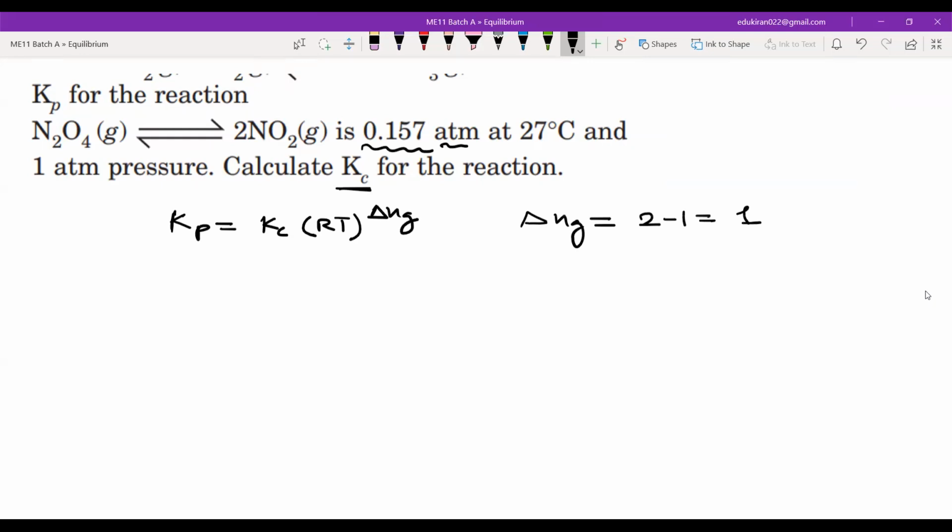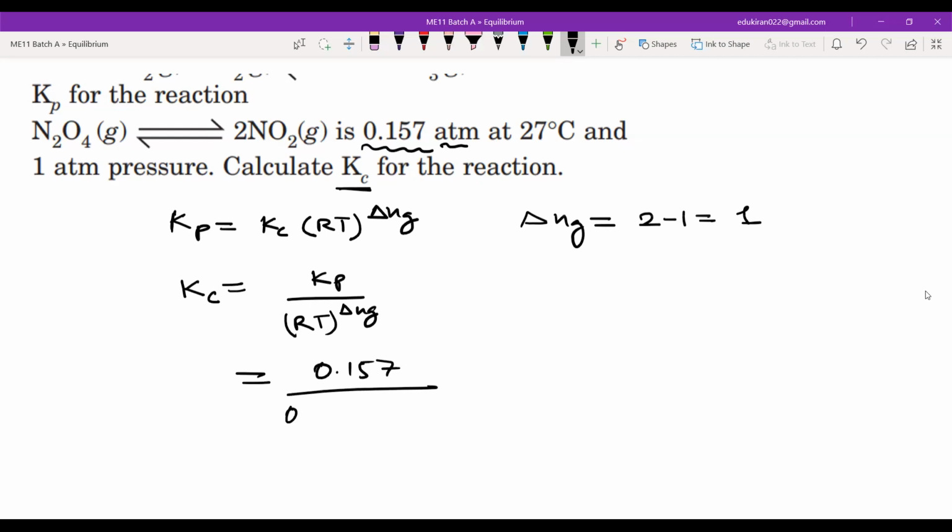So we'll write. Now we need to find the Kc, right? So Kc will be equal to Kp upon RT to the power delta Ng. Now Kp is 0.057 atm divided by what is RT? R is 0.0821. May write that or not? Write that 27 degrees Celsius. That means 300 Kelvin. Okay, 300 Kelvin.